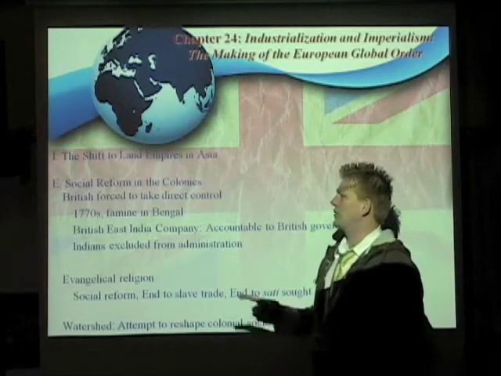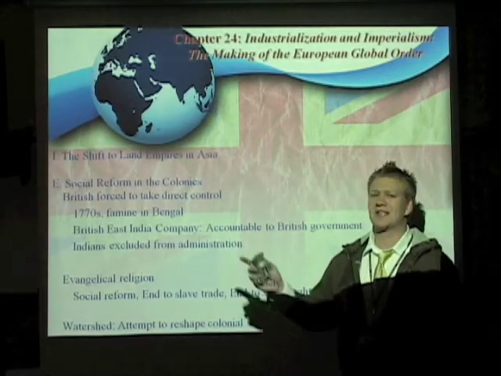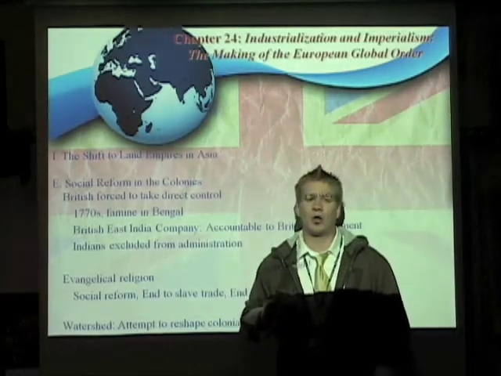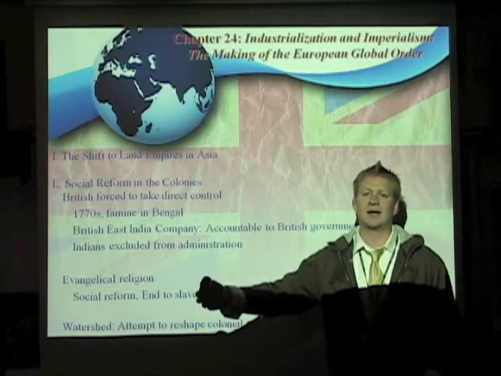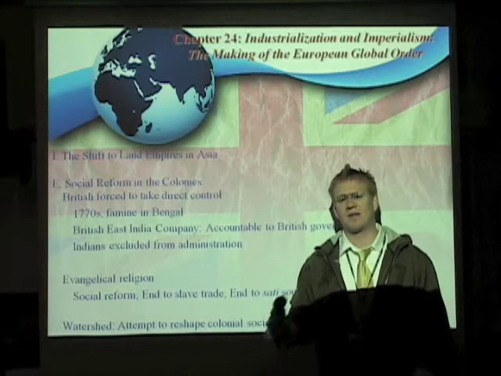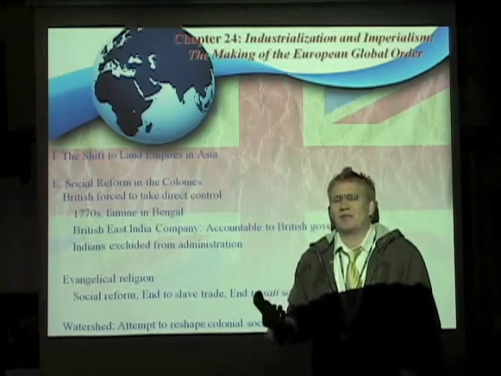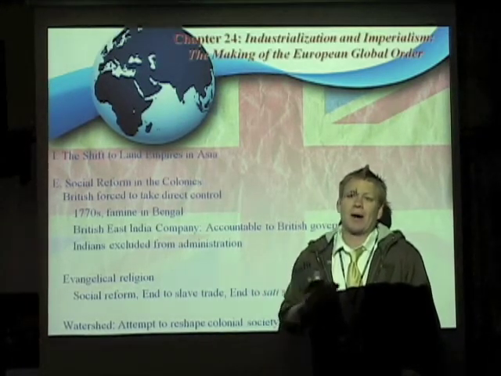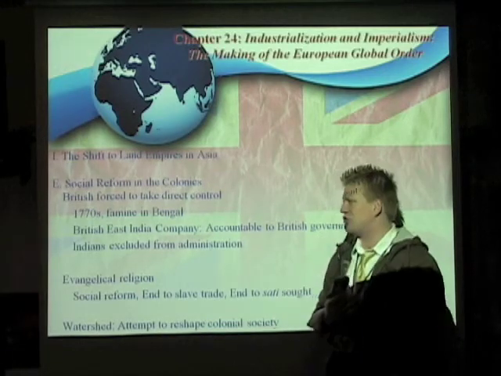Social reform in the colonies, the British forced to take direct control. In the 1770s, you're going to have a famine in Bengal where your Indian administrative officials had become corrupt. They were seeing the fact that they were being controlled by the British Empire. They decided to take the opportunity, become powerful themselves, take advantage of the situation.